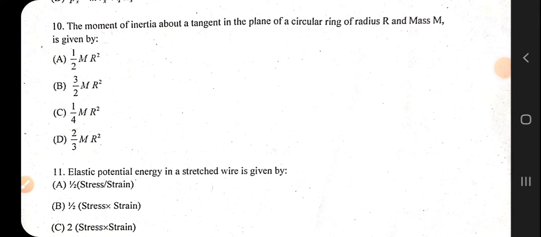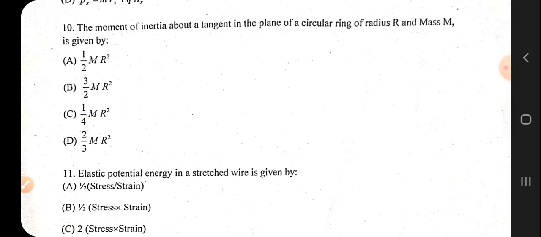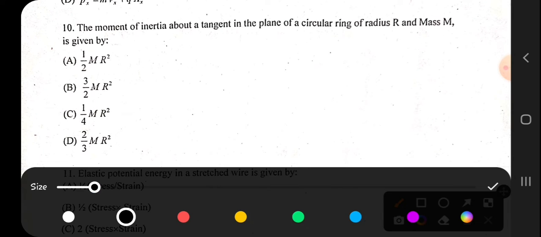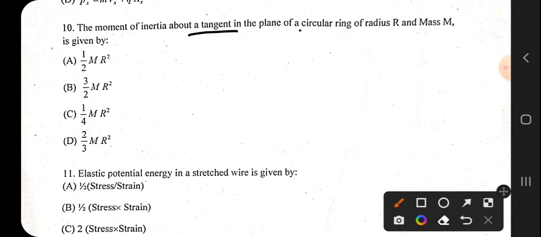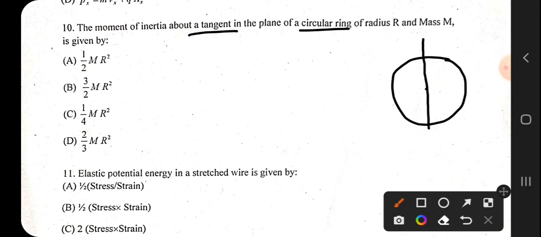Now come to question number 10. It is given: the moment of inertia about a tangent in the plane of a circular ring. So the moment of inertia of a circular ring about a tangent. The simple thing is, this is a circular ring. This is the center about which the axis of this ring passes, and this is the tangent of that circle. Here the moment of inertia Ig is about its center.